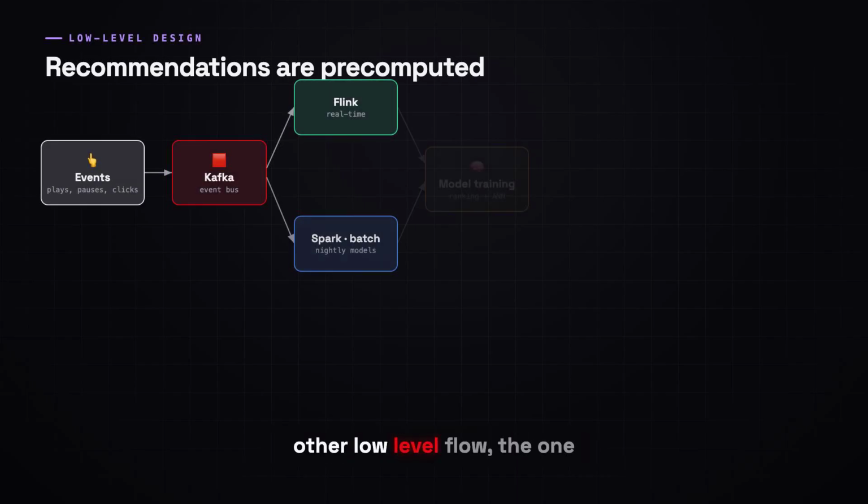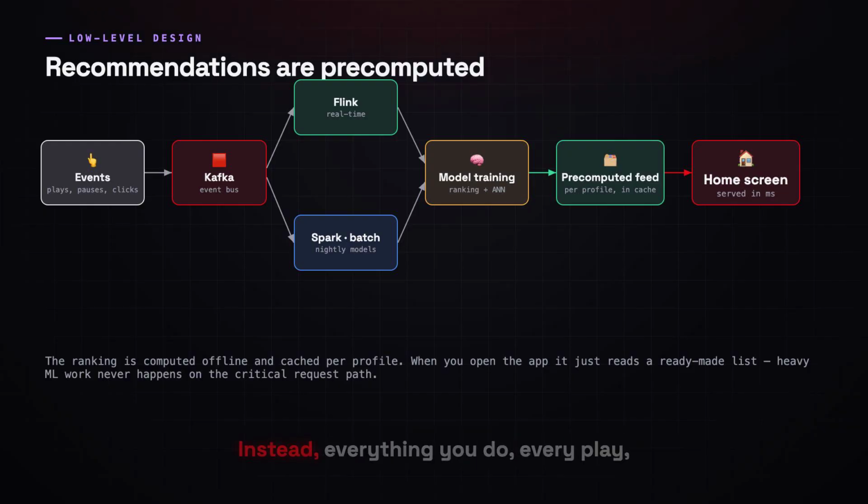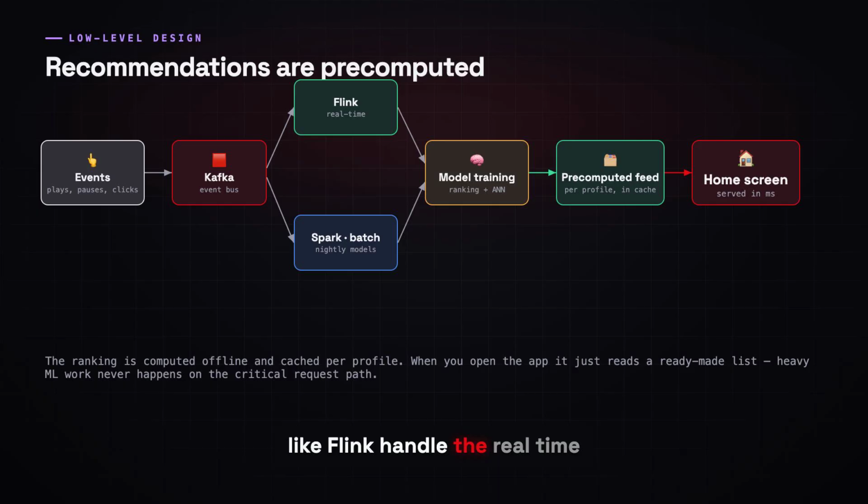Now the other low-level flow, the one that keeps you watching. Recommendations. The naive idea is to run a machine learning model the moment you open the app. Far too slow. Instead, everything you do, every play, pause, and scroll is emitted as an event into Kafka. Stream processors like Flink handle the real-time signals, while Spark crunches huge batch jobs overnight to train the ranking models.